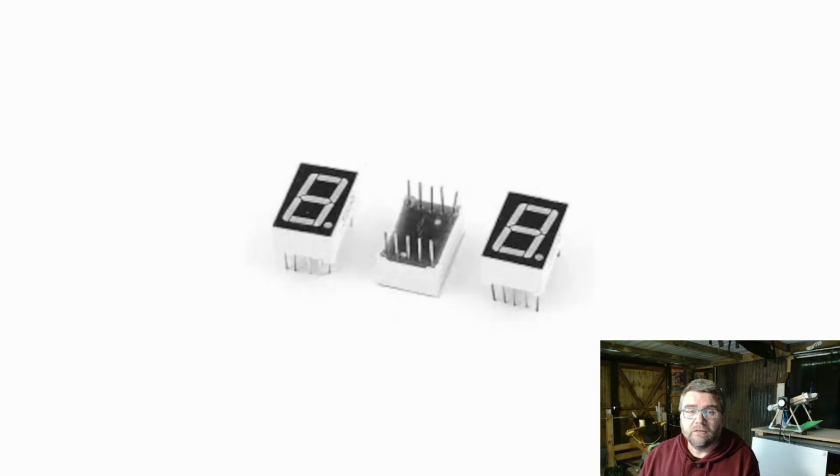So this is what they look like when you buy them. They've got the 10 legs underneath. The 2 center legs are usually a ground. They're both connected together, so you don't need to wire them independently, and each one of these pins translates to one of the LEDs in the display.